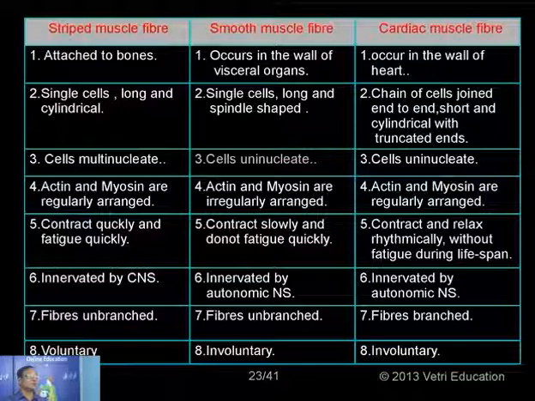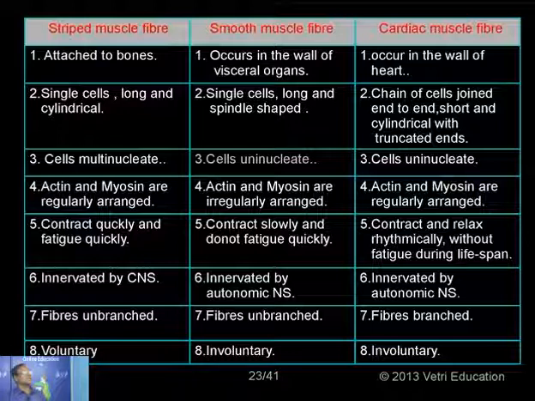Suppose they stop their contraction and relaxation, you know what will happen. The death of the individual occurs because the heart is not functioning. So cessation of the heart occurs. So the muscle which never gets fatigued is nothing but the cardiac muscle.